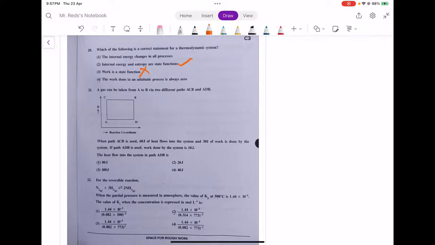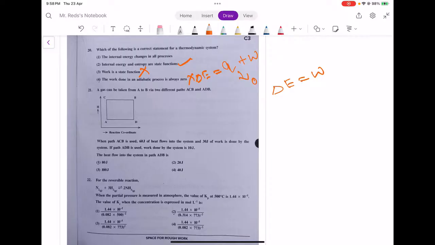And work done in an adiabatic process is always 0? Not 0. Because according to the first law of thermodynamics, delta E is equal to Q plus W. For adiabatic process, Q is 0, so delta E or change in energy is equal to work done. Work done is not equal to 0 for adiabatic process. So option 2 is the correct one.